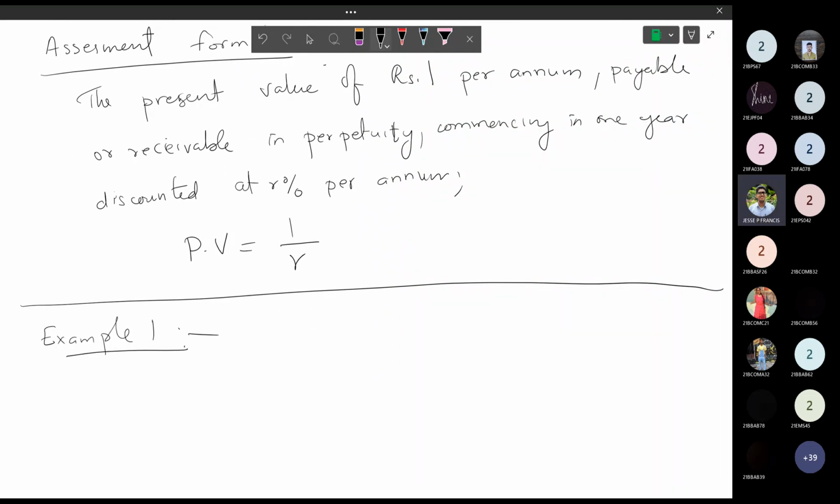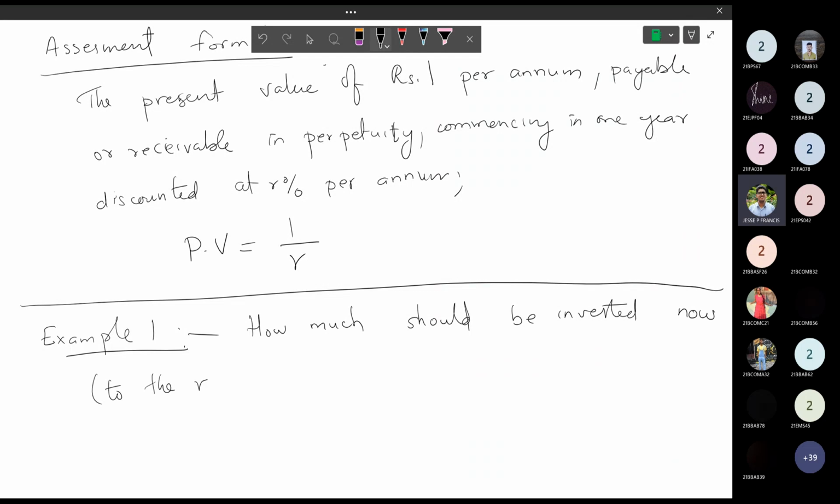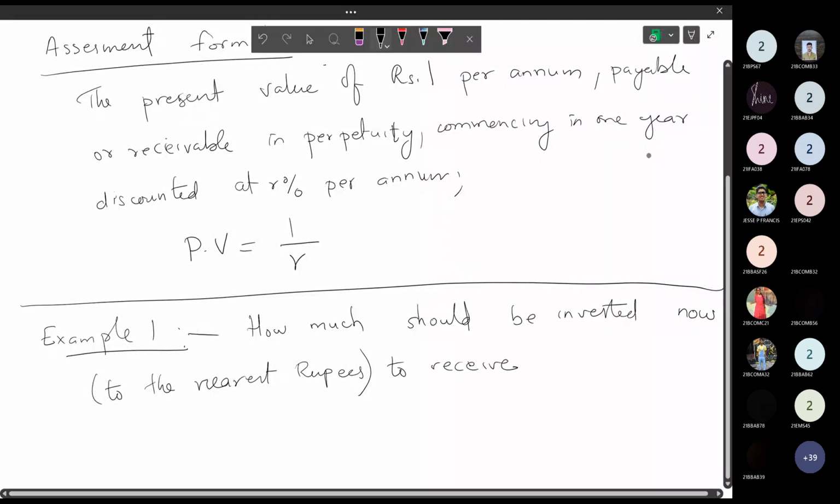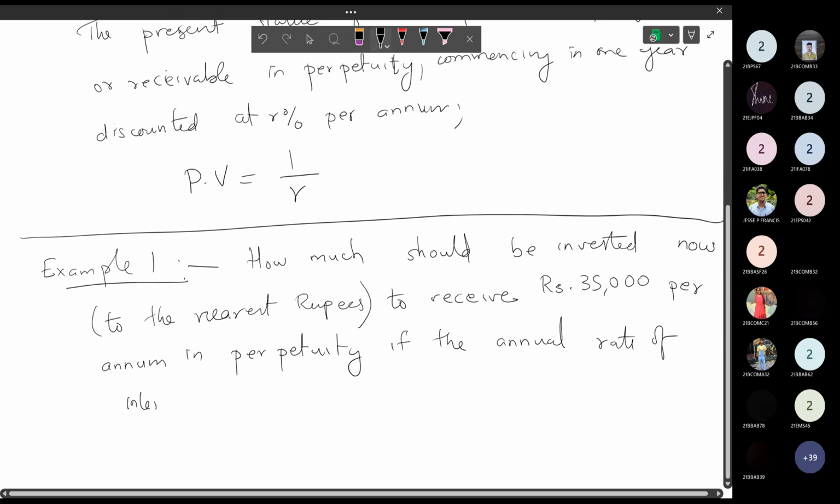Example 1 in perpetuity. How much should be invested now, to the nearest rupee, to receive rupees 35,000 per annum in perpetuity, that is forever, if the annual rate of interest is 9%.